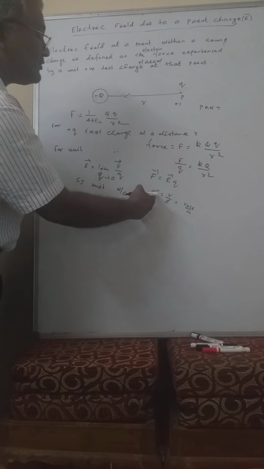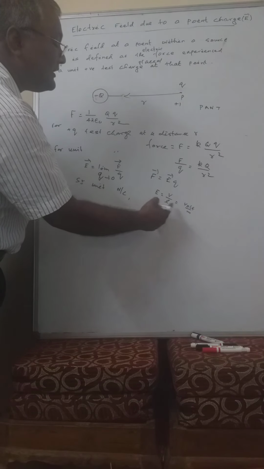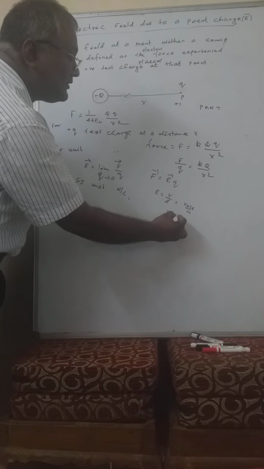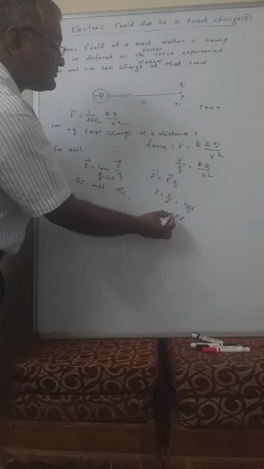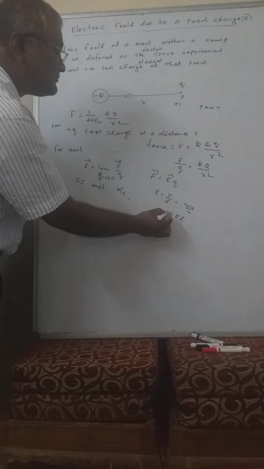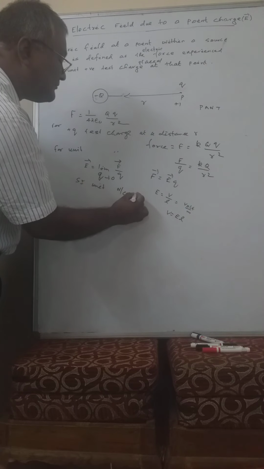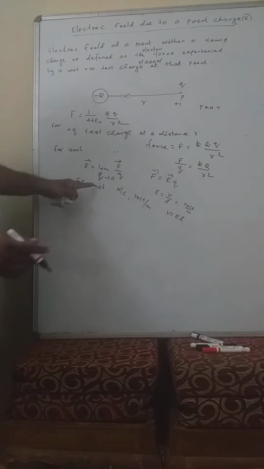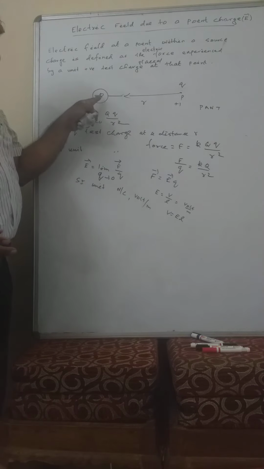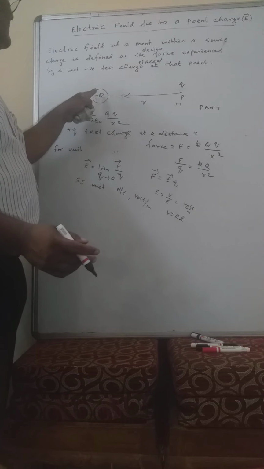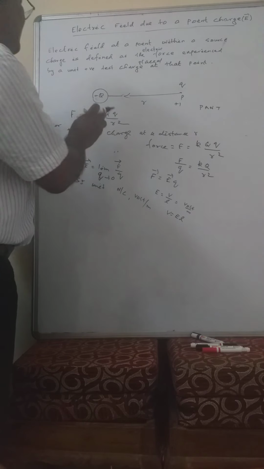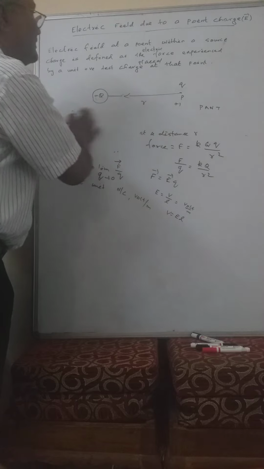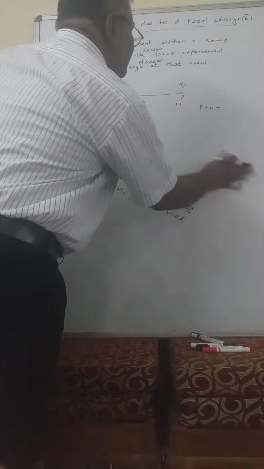So there are two units. How to remember this one? V is equal to EL, so E is equal to V by L. V means potential difference, L means length, volt per meter. So there are two units. Direction I already discussed; it depends upon the sign of the source charge. This is about electric field due to a point charge.